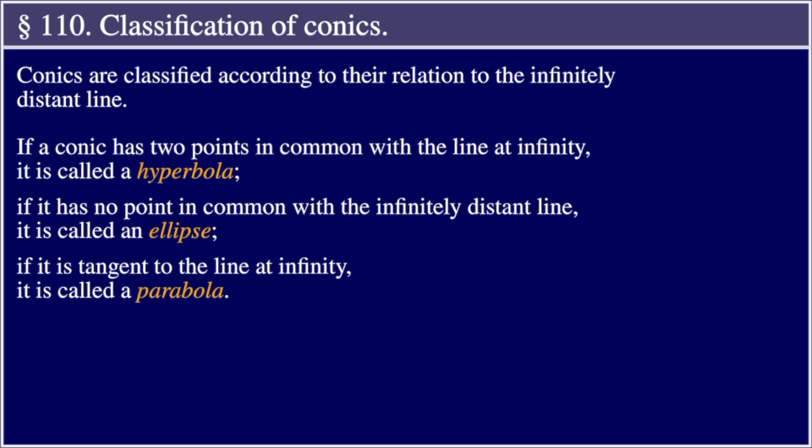Section 110, Classification of Conics. Conics are classified according to their relation to the infinitely distant line. If a conic has 2 points in common with the line at infinity, it is called a hyperbola. If it has no points in common with the infinitely distant line, it is called an ellipse. If it is tangent to the line at infinity, it is called a parabola.